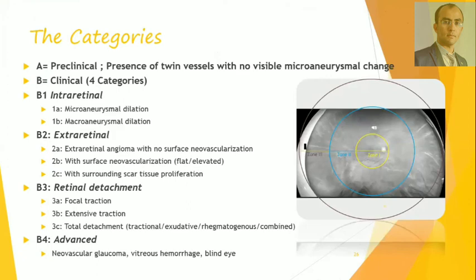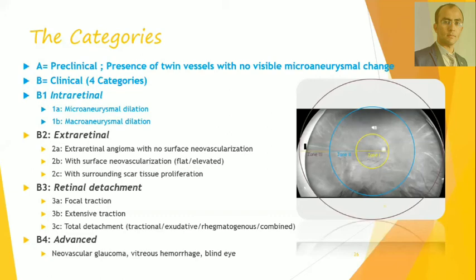Now there are categories in the Venkatesh and Tucker classification method. They are either preclinical or clinical. Category A is preclinical, so you will only see twin vessels without any visible microaneurysmal changes. And category B is the clinical category in their classification method. Category B1 corresponds to the intraretinal aneurysmal dilatations and macroaneurysmal dilatations.